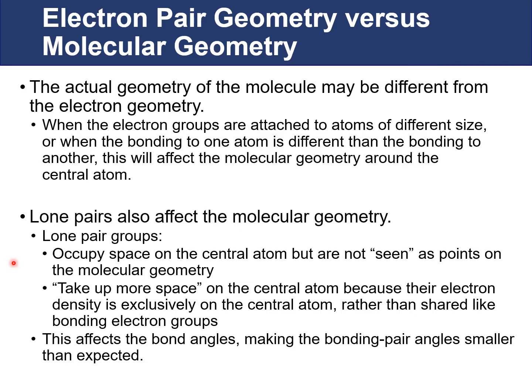Because those lone pairs take up more space on the central atom, because their electron density is exclusively on the central atom rather than shared like it is in bonding groups, this can cause alterations in the bond angles that we will see. So the presence of lone pairs is going to affect the bond angles, making the bond angles typically smaller than is otherwise expected from the values in our electron geometry groups.